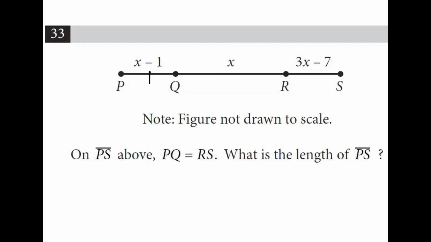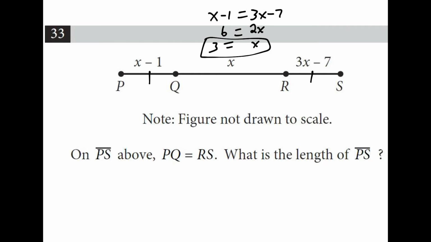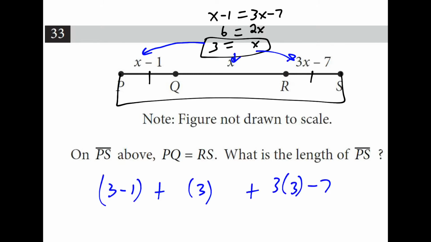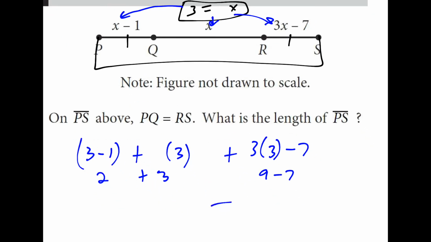They tell us that PQ and RS are equal. I can set them equal like this, 2x, and I add 7 to both sides. This is 6. X is going to be equal to 3. And they want to know the length of PS, so that's this entire thing. So I'm going to plug in 3 in this spot, right down here, and over there. So if I carry out these operations, I have 2 plus 3 is 5, and here I have 9 minus 7 is 2. So my total is going to be 7.